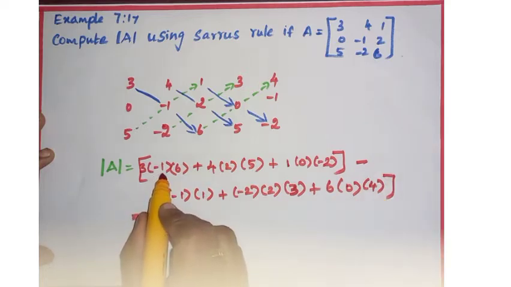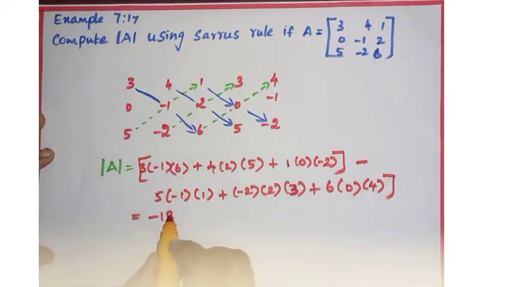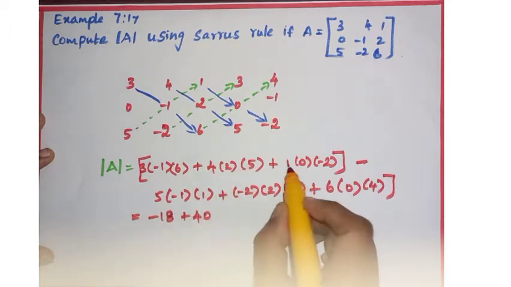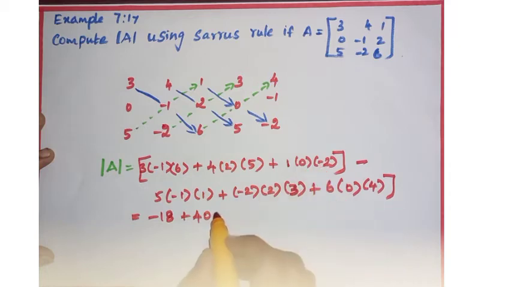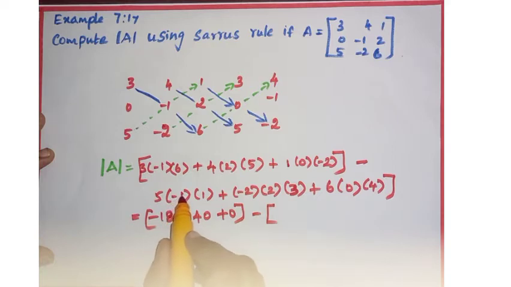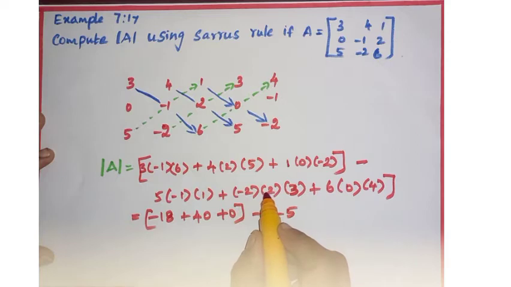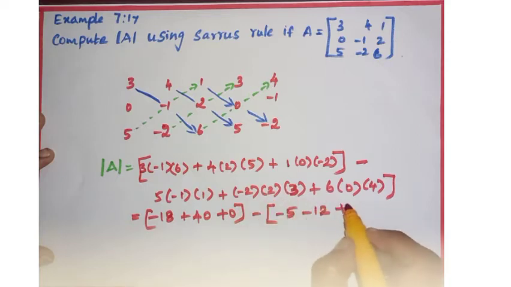3 into minus 1 into 6 is minus 18. 4 2s are 8, 8 5s are 40. 1 into 0 is 0, 0 into minus 2 is 0. Minus 5 into minus 1 into 1 is minus 5. Minus 2 into 2 is minus 4, 4 into 3 is 12, so minus 12. Plus 6 into 0 is 0, 0 into 4 is 0.